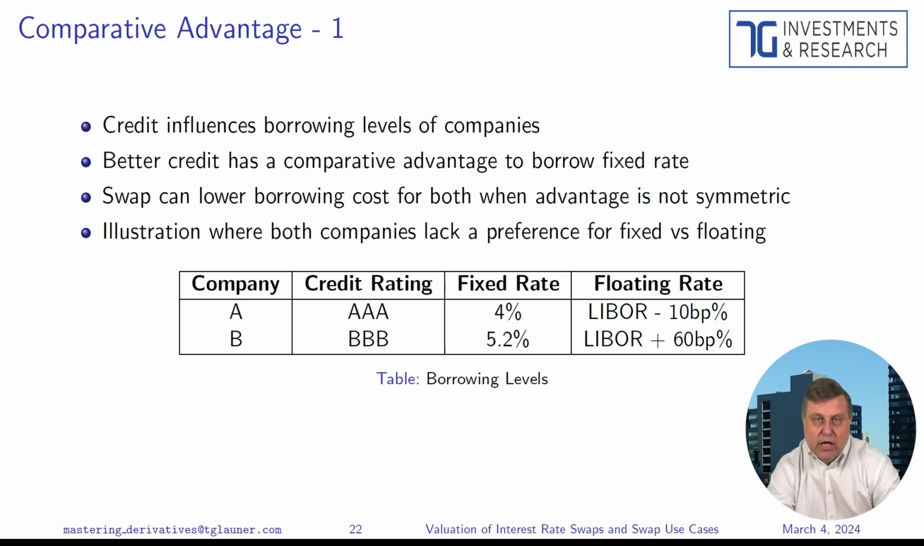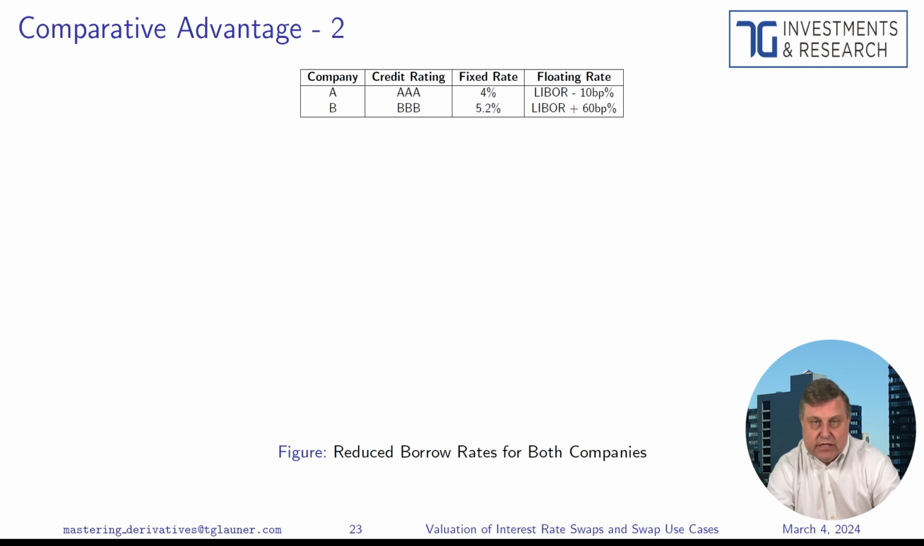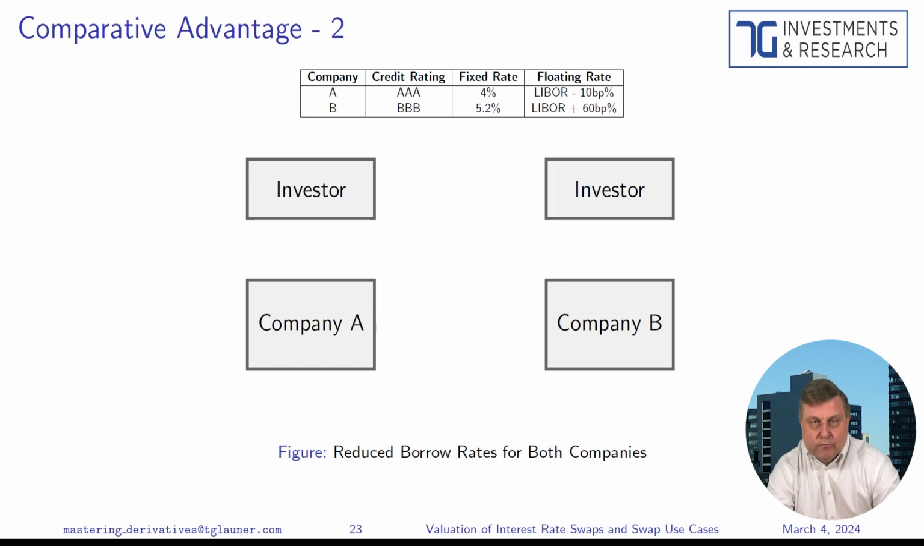Company A has a AAA rating and can borrow at 4% or LIBOR minus 10 basis points, while Company B is rated BBB and faces higher borrowing costs both for fixed, 5.2%, and floating rates, LIBOR plus 60 basis points. Now you will see how swaps do their magic and reduce borrowing costs for both parties involved. Let's repeat the table of the borrowing costs and how the 2 companies can borrow outright.